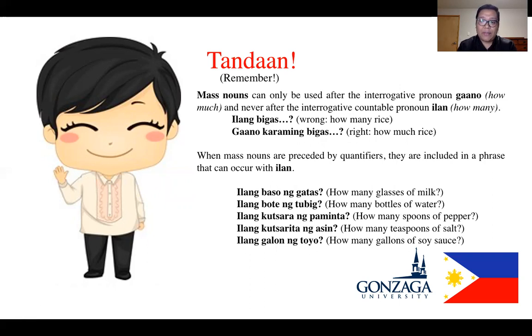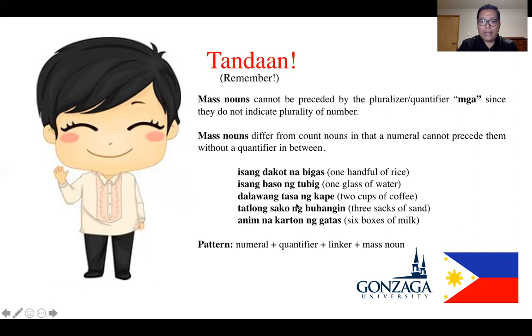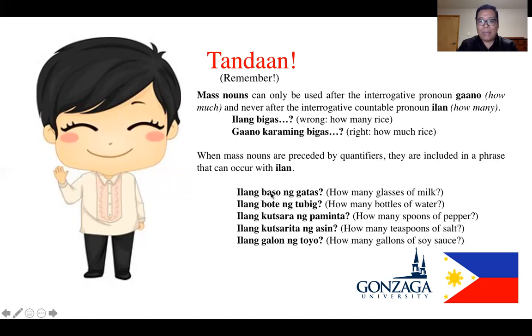Now, when mass nouns are preceded by quantifiers, they are included in a phrase that occurs with ilan. Okay, so if you notice, if we go back here, I mentioned that a quantifier is very important in order to make the mass noun countable. That's why here we say ilang baso ng gatas, how many glasses of milk. So you cannot say gaanong baso ng gatas, okay? Because you don't say how much glasses of milk, right? So you say ilan or ilang baso ng gatas, ilang bote ng tubig, ilang kutsara ng paminta, ilang kutsarita ng asin, at ilang galon ng toyo. Okay, so we use ilan plus the quantifier plus the linker and then the mass noun. Okay, again, do not use gaano for uncountable nouns.